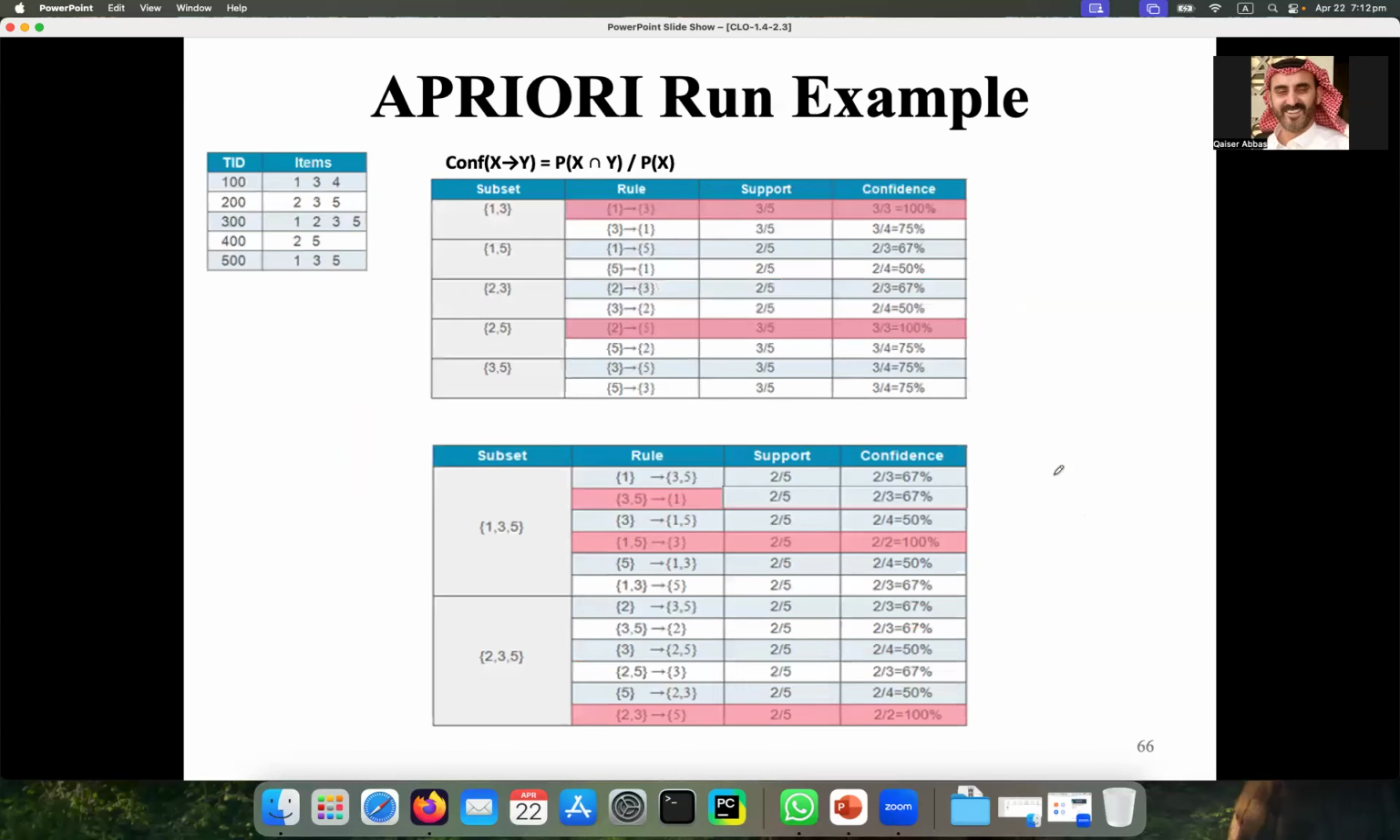How can you do that? See, the equation of the confidence is conf(x implies y), which is equal to probability of x intersection y divided by probability of x.